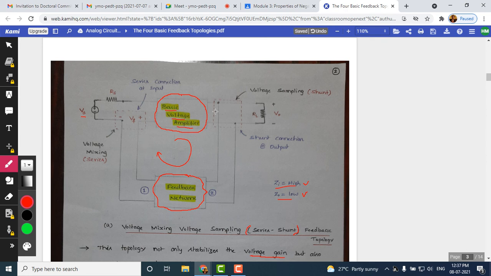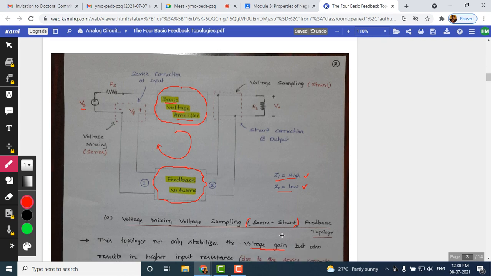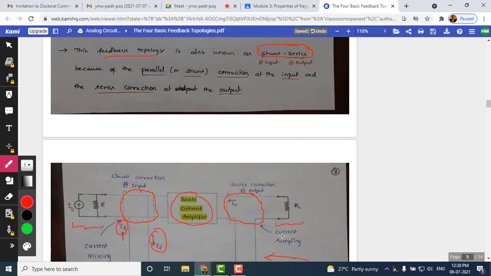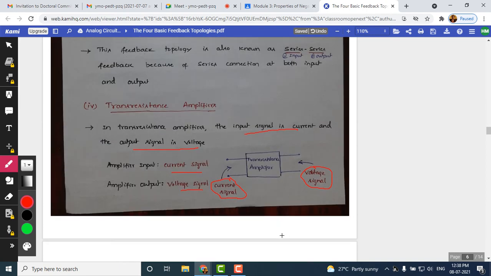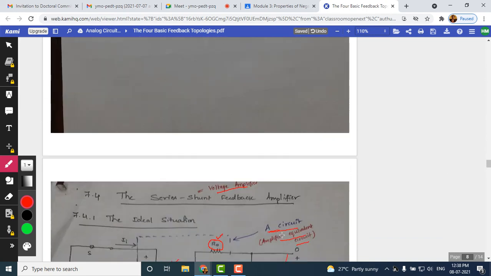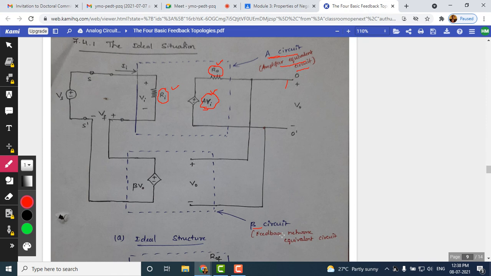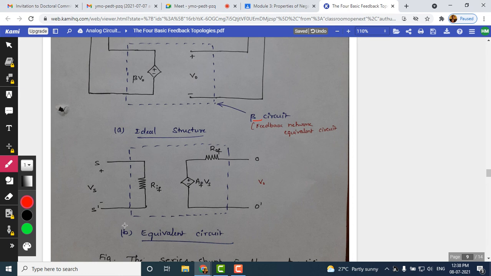You can see here there is voltage sampling and voltage mixing, which is done in series. Shunt sampling is happening at the output. So we are now writing this series shunt feedback topology with an amplifier equivalent circuit. Everything is the same. The voltage sampling is happening in the shunt manner, and the voltage mixing is happening in the series manner. This complete amplifier can be represented with a simple equivalent circuit like this.